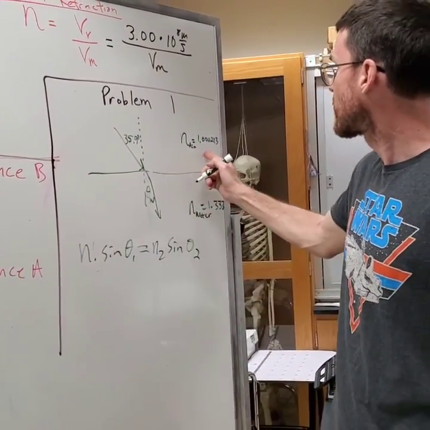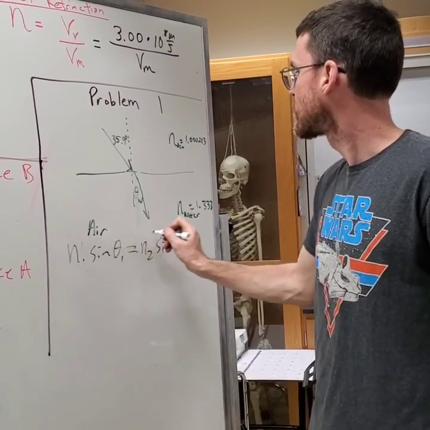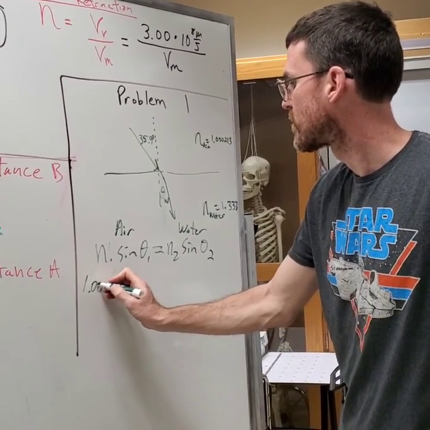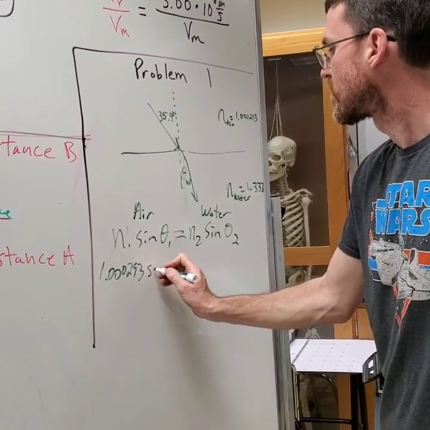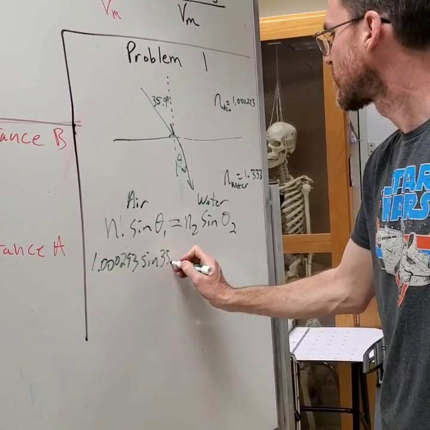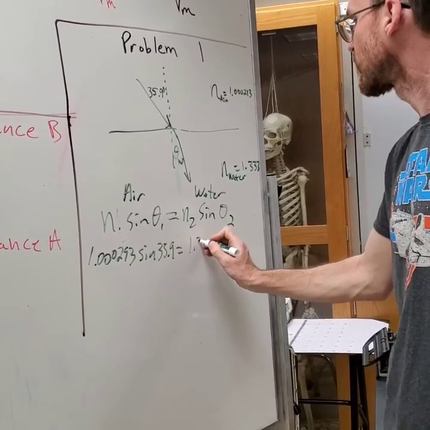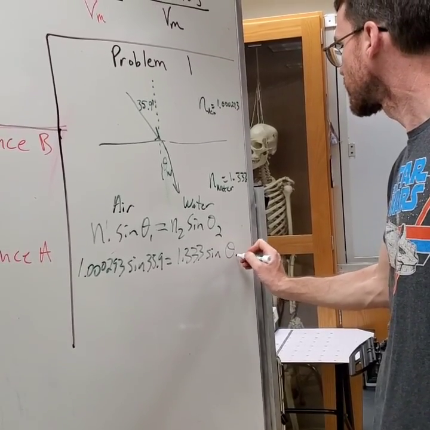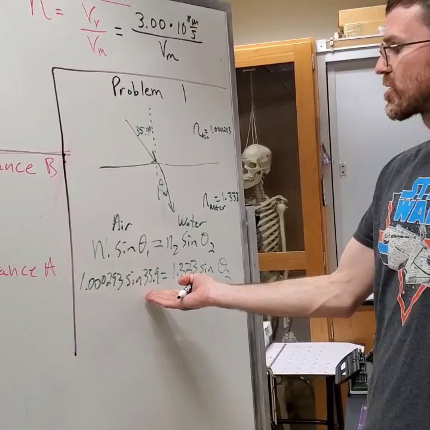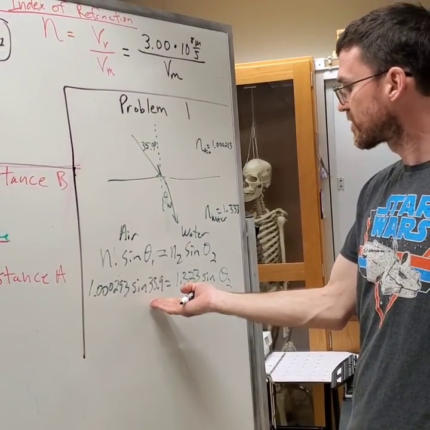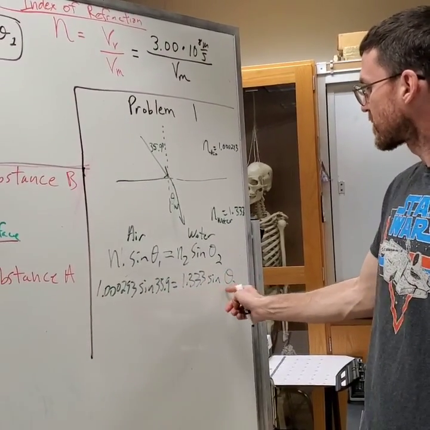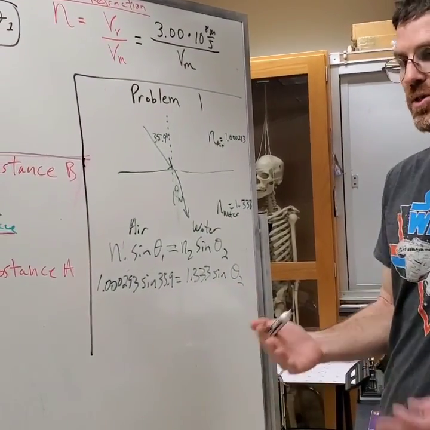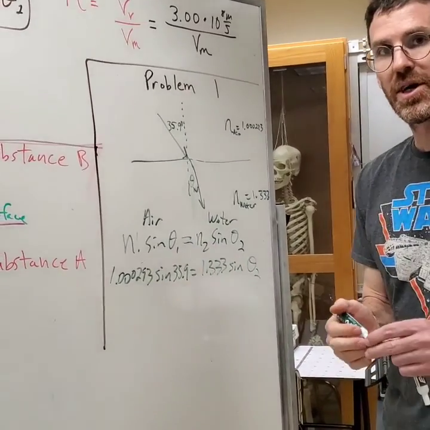Now we know the N of air, so this will be our air side, and this will be our water side. And N2 is 1.333 sine theta 2. Now, just make sure your calculator's in degrees and solve, and you'll get this to one side, and then you end up with sine theta. And how do you undo sine? You do the inverse sine as your final step, and that should give you the answer.